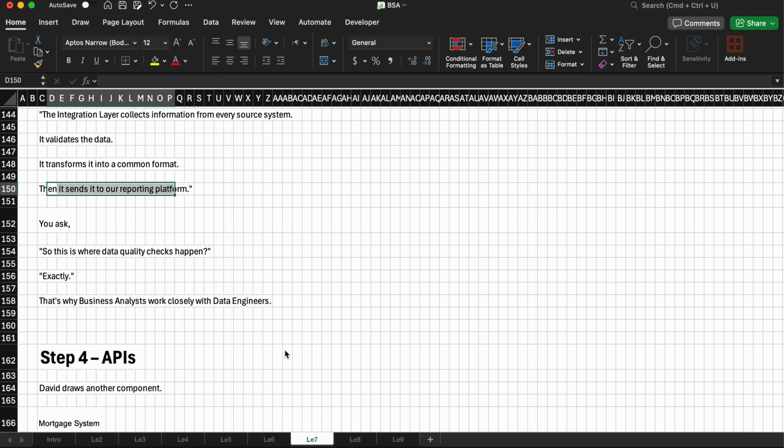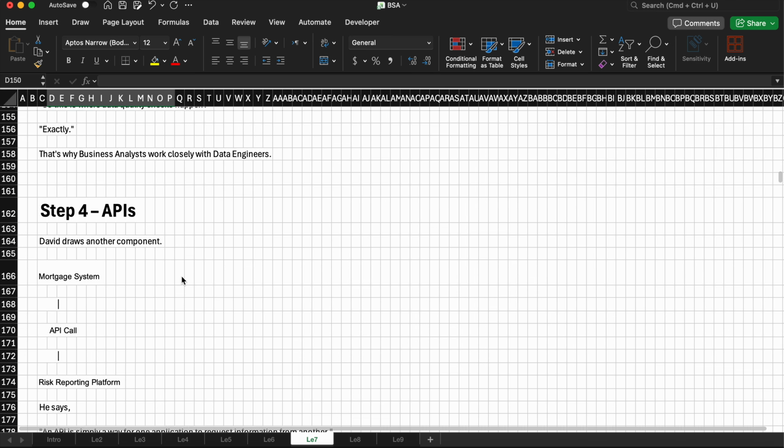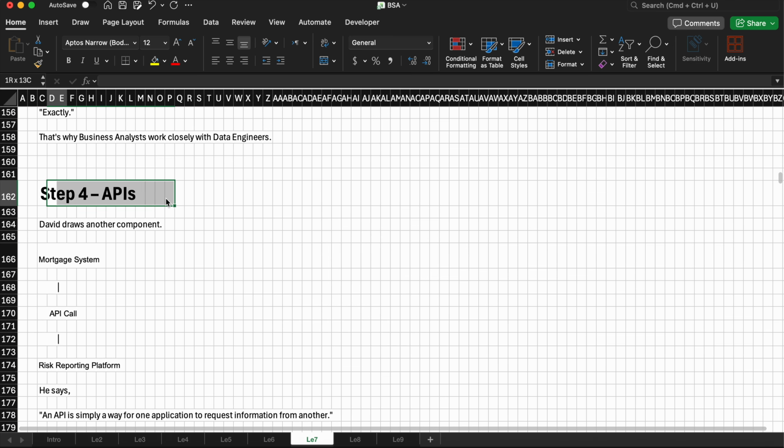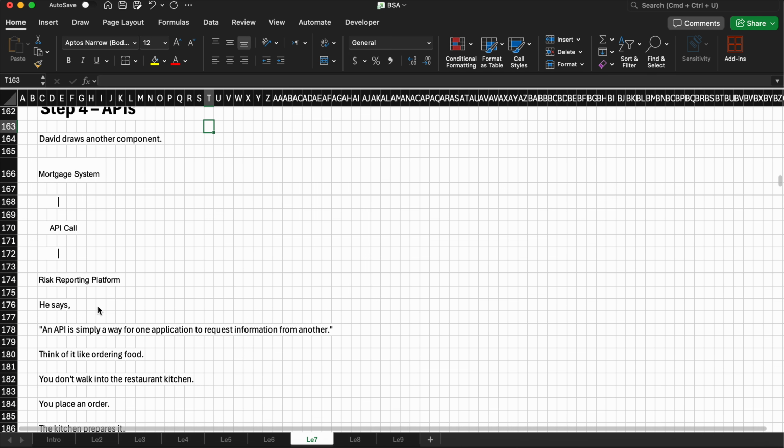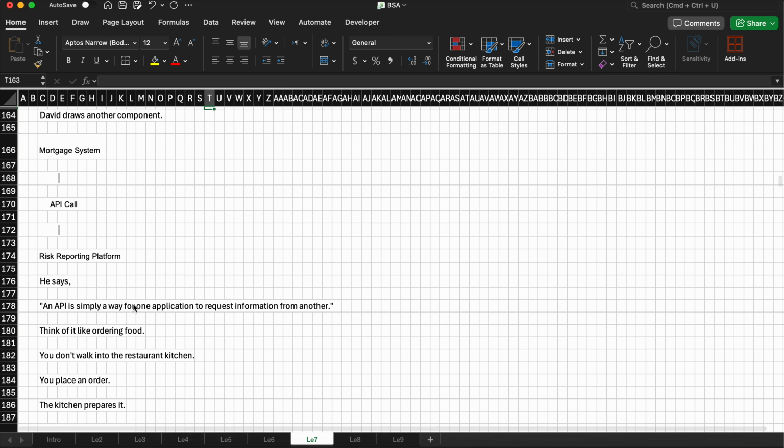So next lesson we'll learn about data transformation and data analysis, which is data cleaning and data transformation. Okay, the next step is APIs. I'm planning to give a separate lesson about APIs. Stay focused. Okay, so David draws another component, the mortgage system. So, an API call to the risk reporting platform.